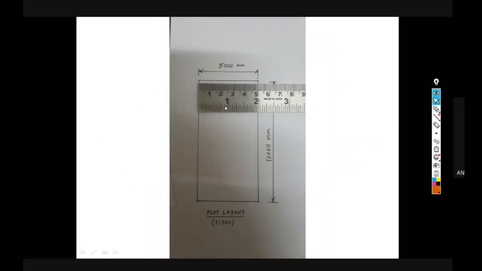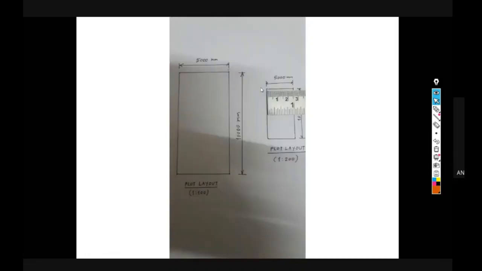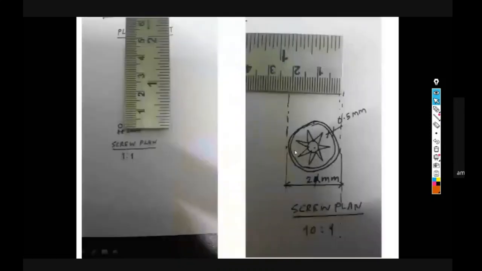So this is the plot layout I have just shown you. Whenever you use millimeters for dimensions, use millimeters on the scale also. Don't use centimeters or something else, because we may get confused. If you use site dimensions in millimeters, use millimeters on the scale also, so that you can divide properly. So this is also a 1:200 scale. That means 5. This is for 1:100. This is for 1:200. Are you getting this? It's very easy, right? Yes, sir.